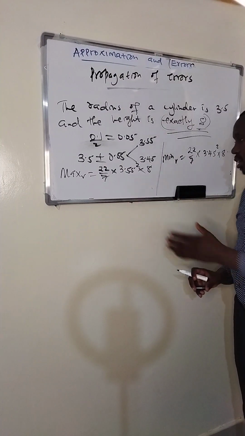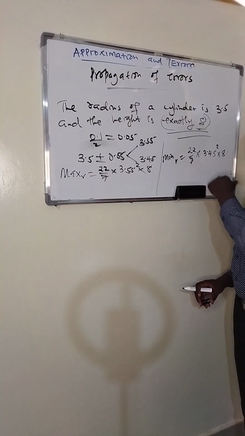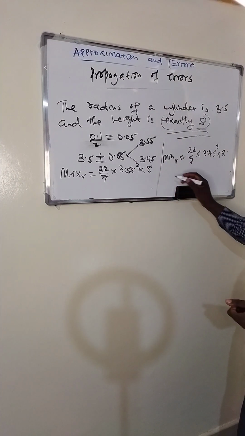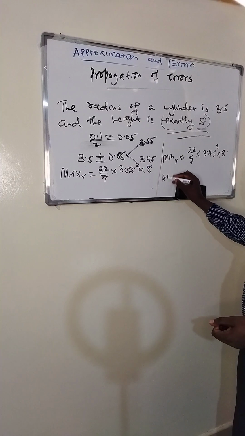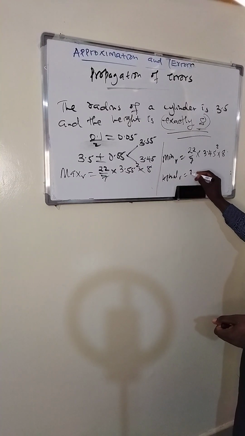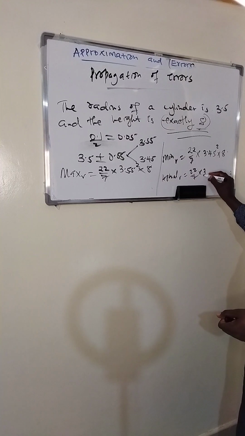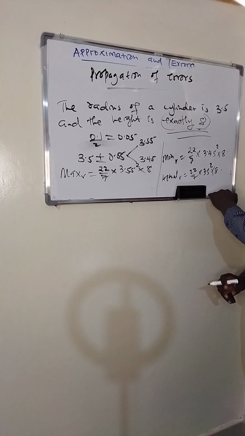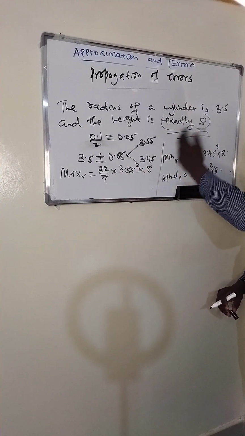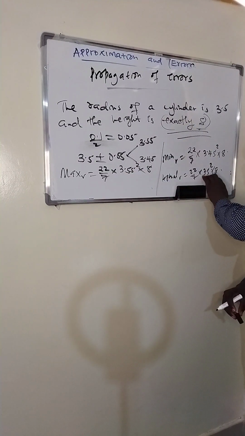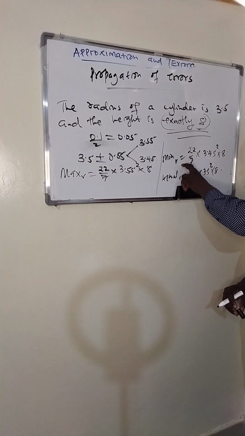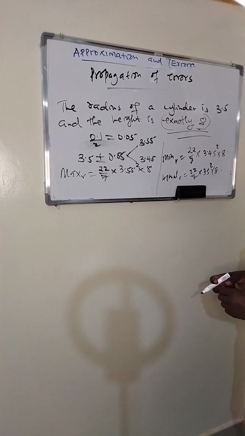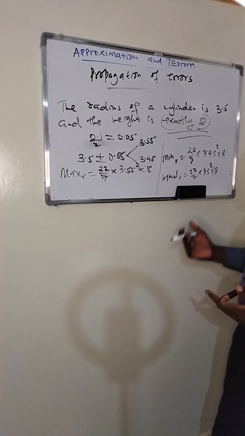So to get the absolute error, you take maximum minus minimum divided by 2. Relative error, absolute error divided by the actual. So the actual V will be 22 over 7 times 3.5 squared times height 8. No limits. So this one is actual. So maximum minus minimum divided by 2 to get the absolute error. Divide by the actual to get the relative error. Then multiply by 100 to get the percentage error.